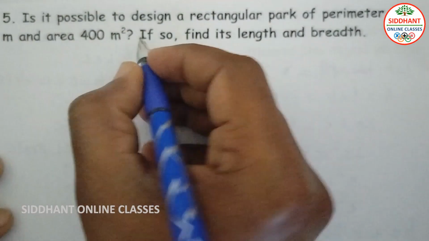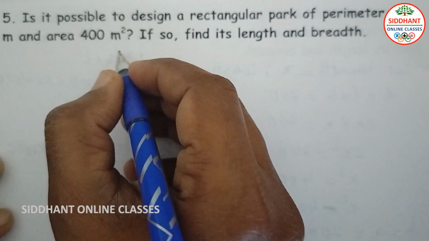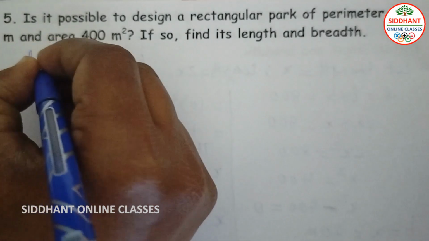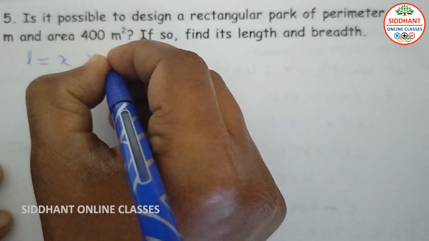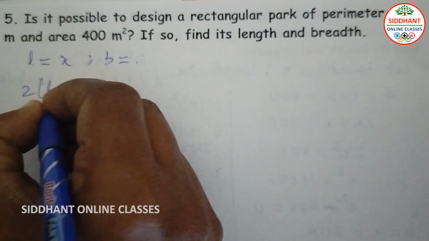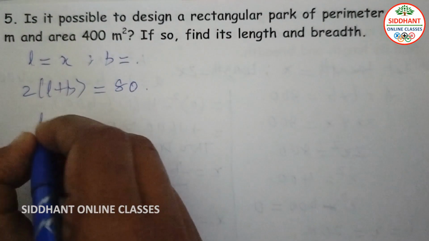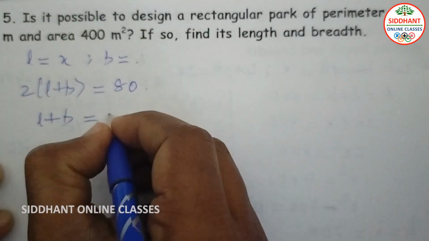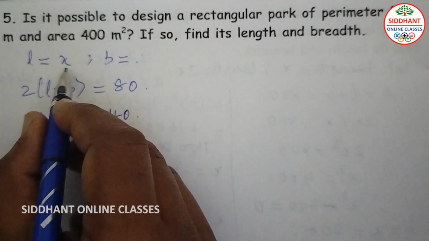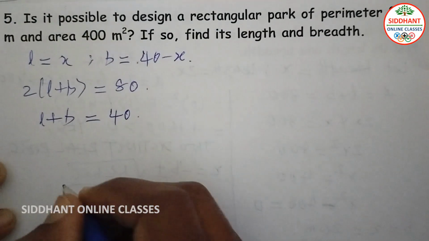Question number 5. Is it possible to design a rectangular park of perimeter 80 meters and area 400 meters square? If so, find its length and breadth. So let the length be x, then breadth will be, so here perimeter is given, which is 2 into L plus B, which is 80. So when you are going to see L plus B, that means 80 by 2, that will be 40. So if length is x, then breadth will be 40 minus x, because the sum is 40 here.